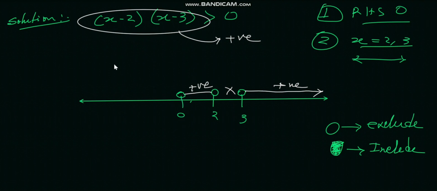Let's take 0. If we put 0 in both factors, both will be negative numbers, and the multiplication of two negative numbers is always a positive number. So 0 is included in the solution. And let's take numbers less than 0. So we have -1, it will be a negative number in both factors. Two negative numbers multiplied will always be a positive number. So this region also will be positive, including 0.